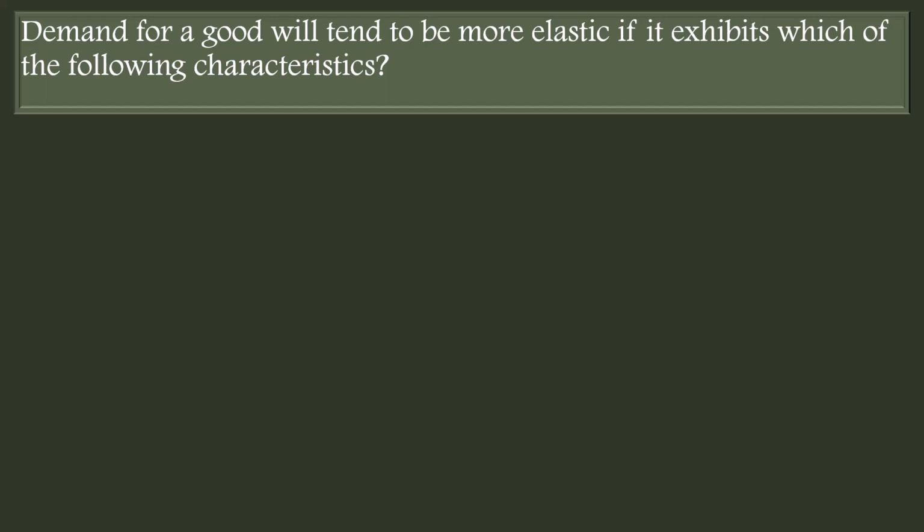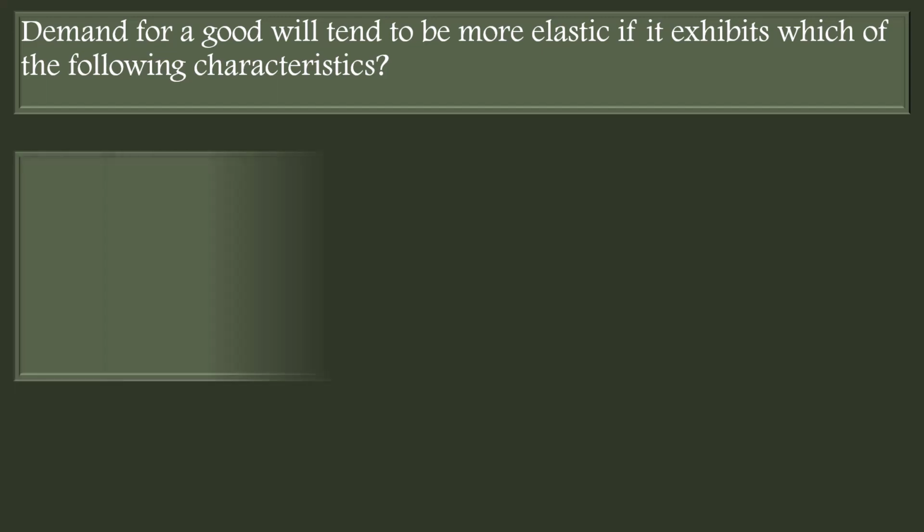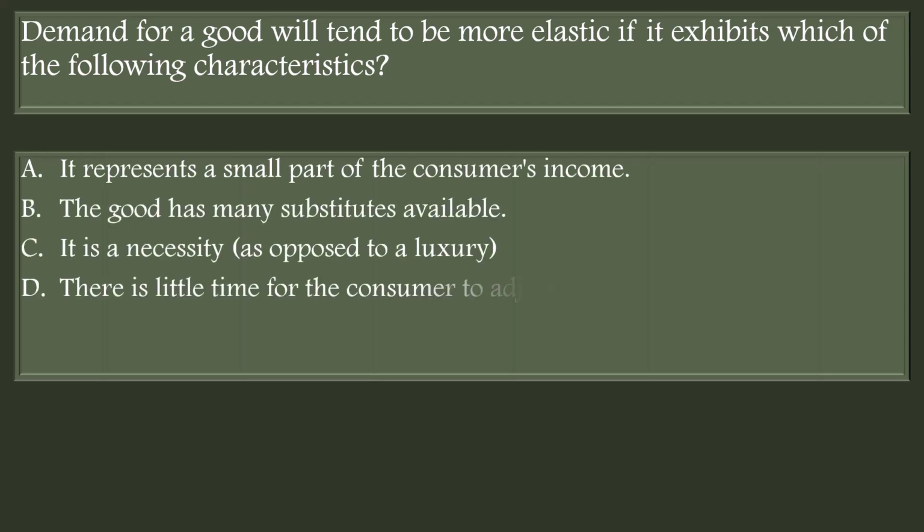Demand for a good will tend to be more elastic if it exhibits which of the following characteristics? Options. A. It represents a small part of the consumer's income. B. The good has many substitutes available. C. It is a necessity. D. There is little time for the consumer to adjust to the price change.